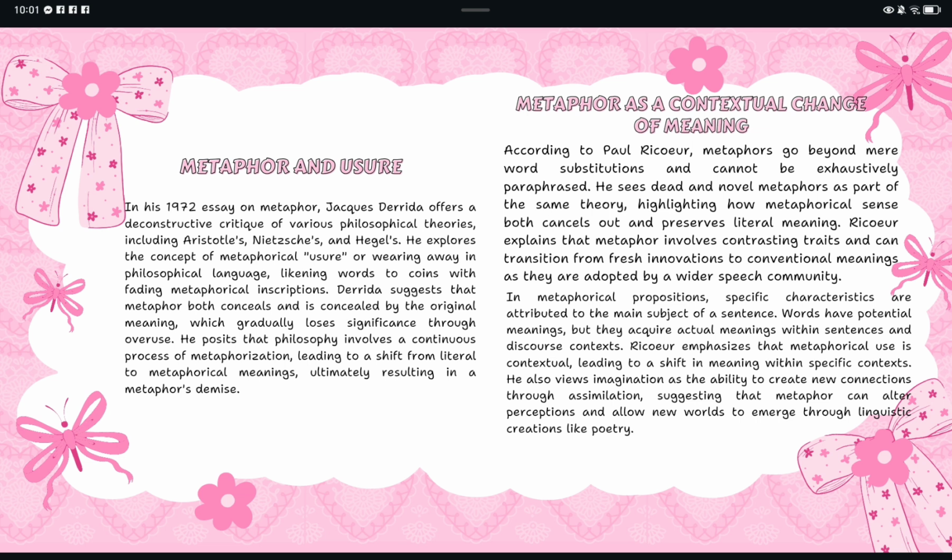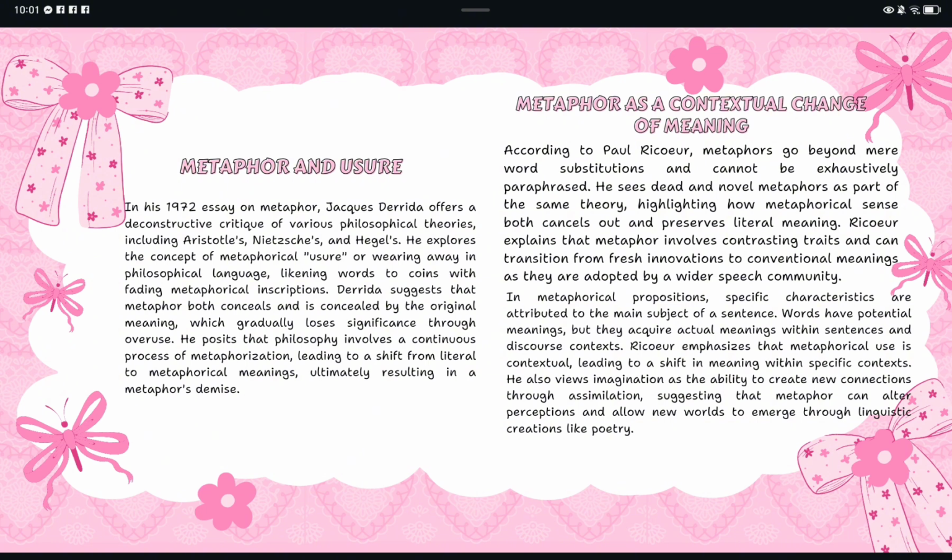Derrida argues that this usure of metaphorical language is a natural consequence of the repeated use of words. As a metaphor becomes commonplace, its original figurative power diminishes, and it is absorbed into the proper meaning of the word. The original literal meaning, the inscription on the obverse side of the coin, becomes obscured, leaving behind a metaphorical meaning that has become normalized and accepted.